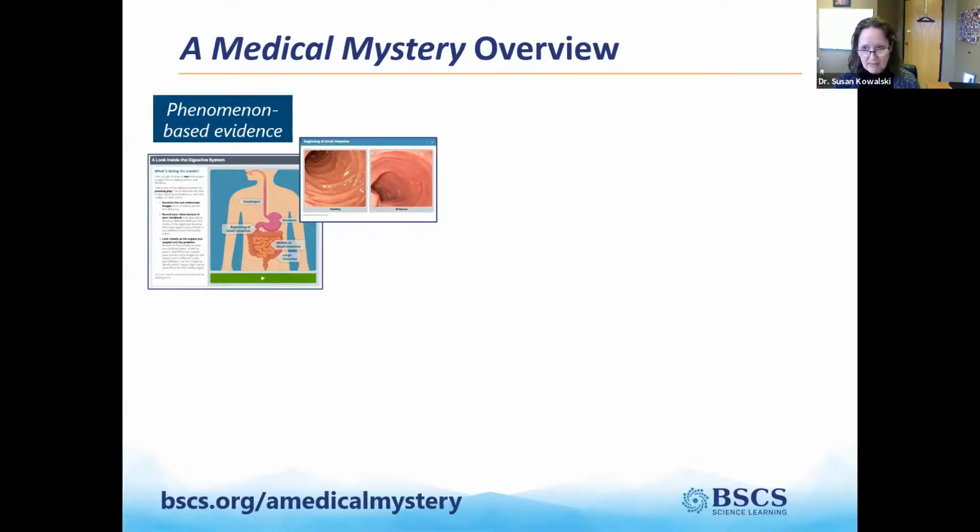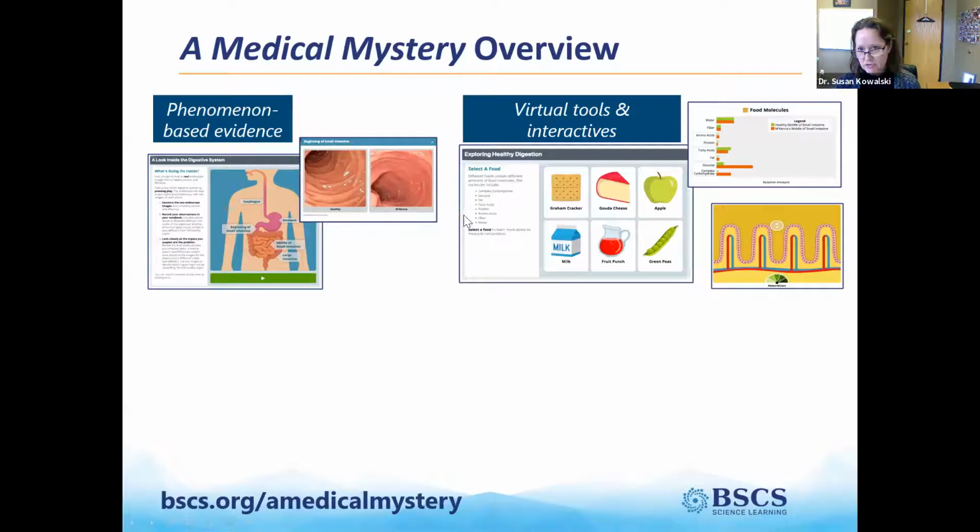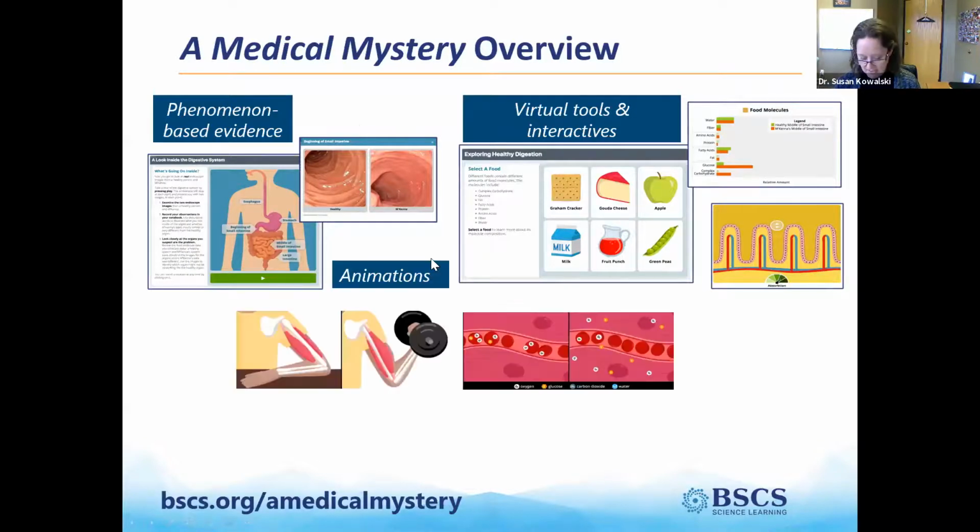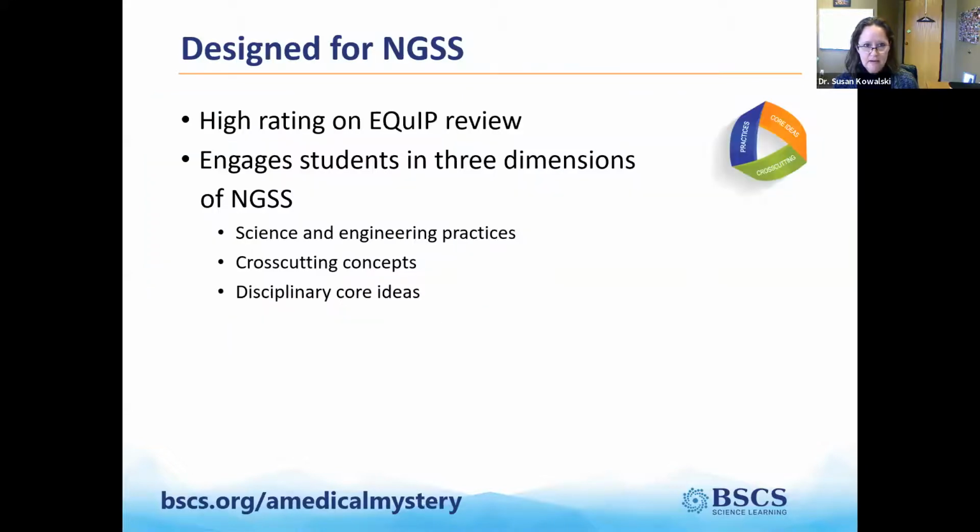But one of the things that makes this program so amenable to bringing to an online space is that it also is media rich with virtual tools and interactives and also animation. I'll showcase a little bit of those as we go through today. It was designed for the NGSS. It has received a high rating from an EQuIP review, and it does engage students in all three dimensions of the NGSS simultaneously. That's the crosscutting concepts, the disciplinary core ideas, and science and engineering practices.